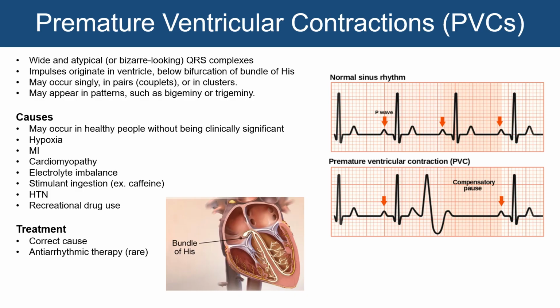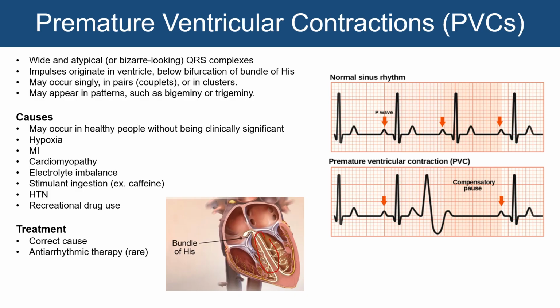Next, premature ventricular contractions, or PVCs. These PVCs are wide and atypical. It's kind of like a bizarre looking QRS complex. These impulses originate in the ventricle because they are premature ventricular contractions, and they are going to originate below the bifurcation of the bundle of His. The bundle of His is right here on the septum of the two ventricles, right in the middle.